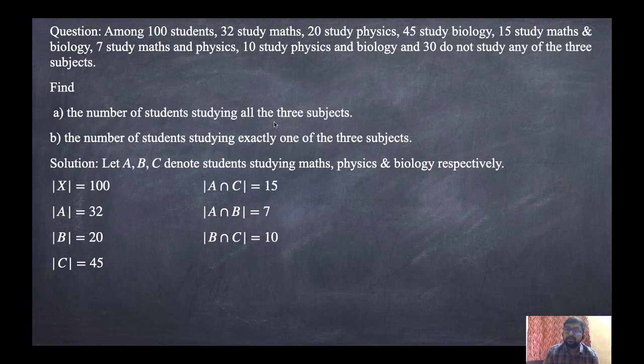Now, 30 do not study any of the three subjects. Now, A dash intersection B dash intersection C dash, that is 30. How? 30 do not study any of the three subjects. Do not study, so that means A dash, B dash, C dash, like any of the three subjects. So we have taken intersection. So that is 30. Now, for first, we have to find the number of students studying all the three subjects.